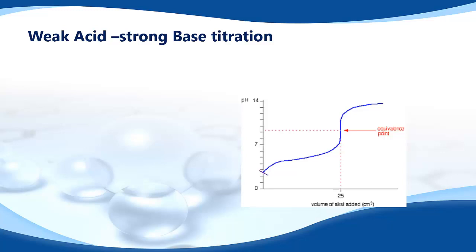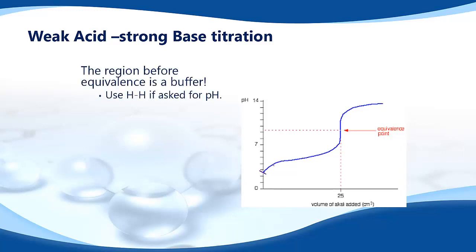The second indication is what we call the buffer region. The buffer region is the point from here to here, right? So this is our buffer region. The reason why is because as we start adding in our base, we now have our weak acid, HA, and we're adding in our base, so now we have HA and some A minus, which is our conjugate base. So now we have HA and A minus. So we have a buffer right here.